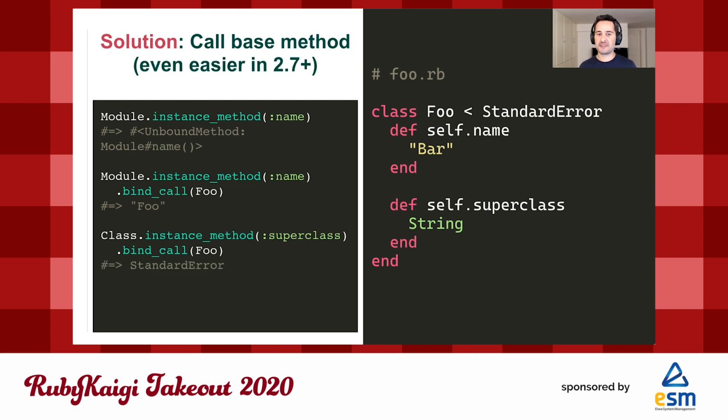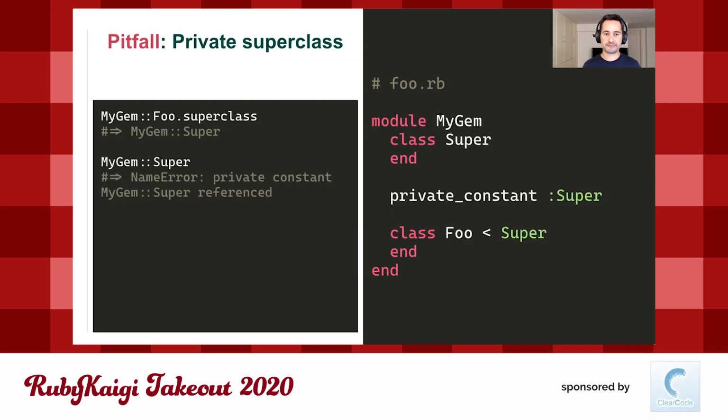This is made even easier in Ruby 2.7 and above, which introduces a new bind_call method. So you don't have to call bind and call separately. That saves a few keystrokes, but it's also a little bit more performant. So you'd rather use it if you're working with a code base that works on 2.7 and above.